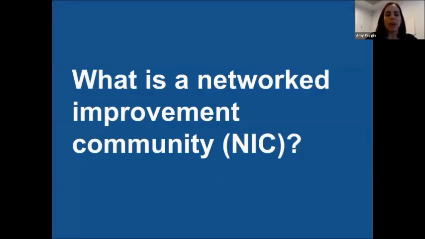Many of you may already know what a networked improvement community is, or at least you've heard the term. NICs are not at all a new idea. They originated in the fields of industrial organization and healthcare, but only recently have they emerged in education. Over the past 3 to 5 years, they've gained a lot of traction. We've seen a lot of new NICs emerging across the country to address a range of problems of practice in education.